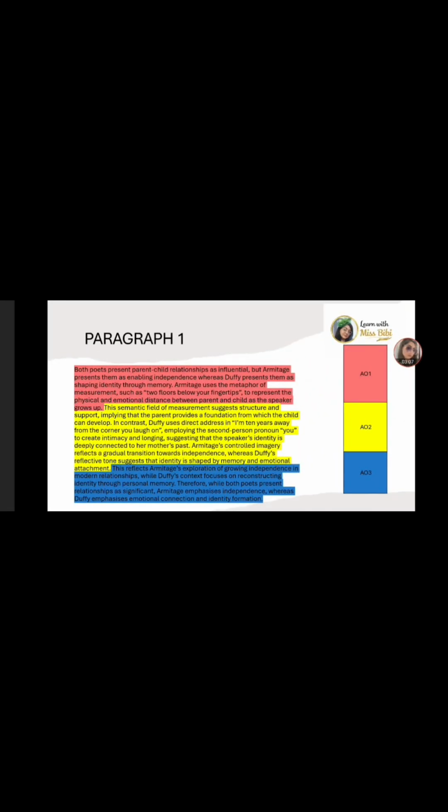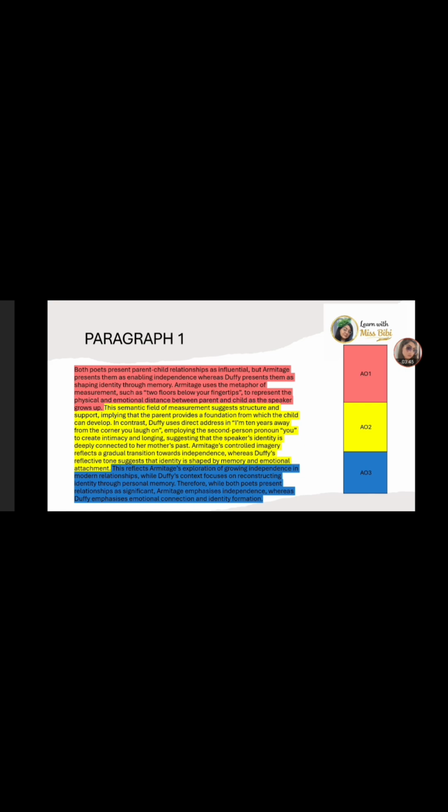This paragraph is really thoughtful. Let's break it down. AO1, clear comparison. They start with both poems present relationships as important, but that contrast is key. Then they focus on the AO2 methods. Armitage, "two floors below your fingertips", which shows distance, growing independence. Semantic field of measurement shows structure and support. And Duffy, "I'm 10 years away", showing distance in time. Second person "you", which shows intimacy and longing.